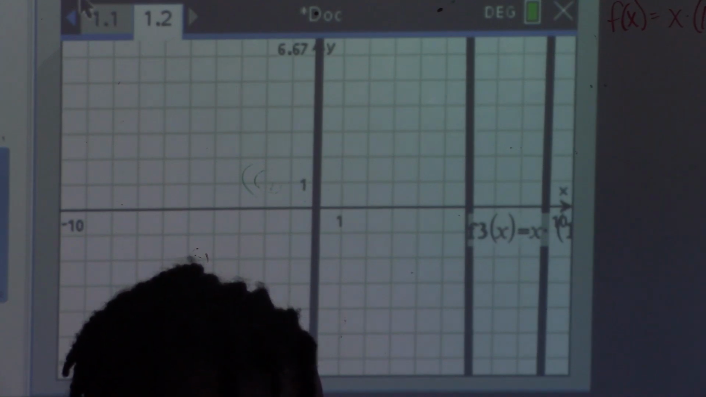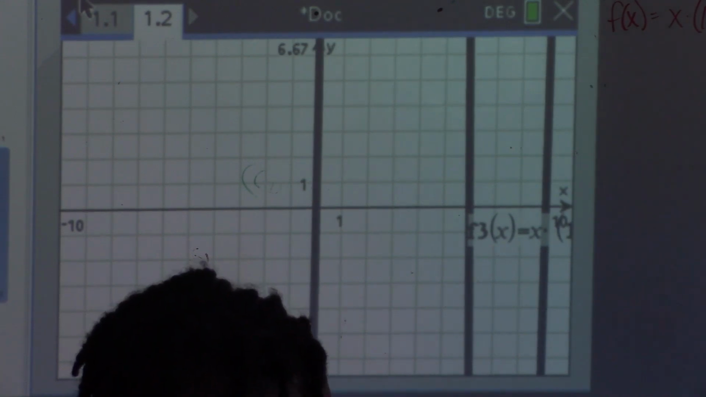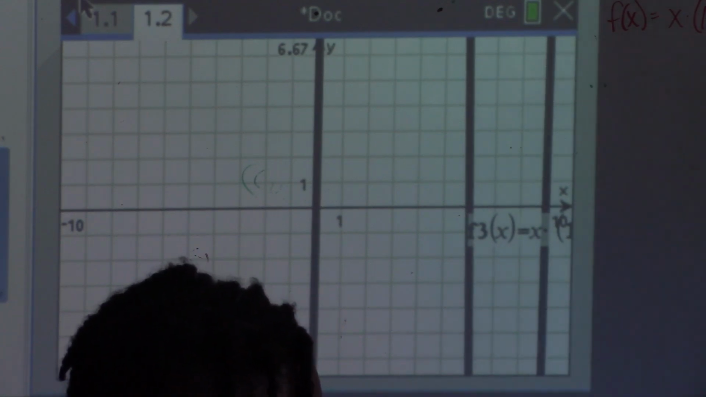I'm putting it in. Okay, so what I need us to look at and think about is this: why is that what I see? Because you don't have your scale. So I need to change the scale.